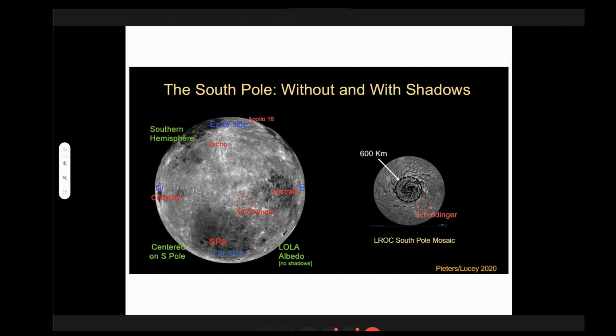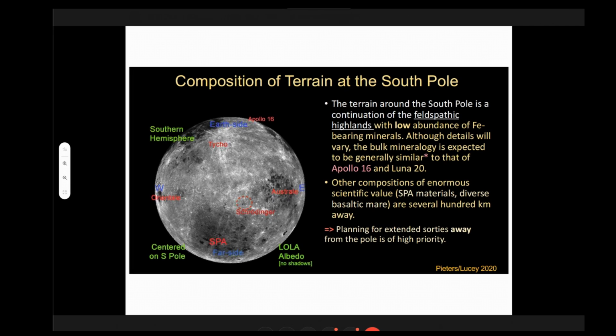Okay, well, let's now return to the South Pole that, in fact, is going to have shadows while we're there. I've already mentioned this feldspathic terrain. However, there are going to be small components from regolith mixing from distal areas, from areas that we'll be very interested in obtaining samples for.